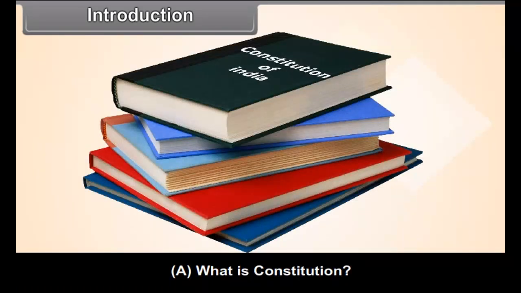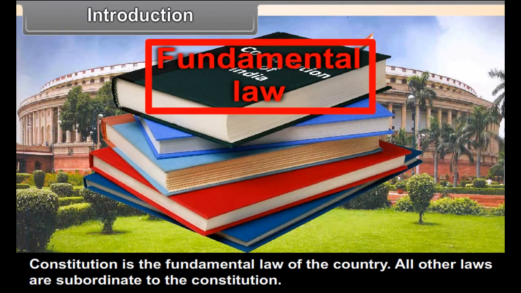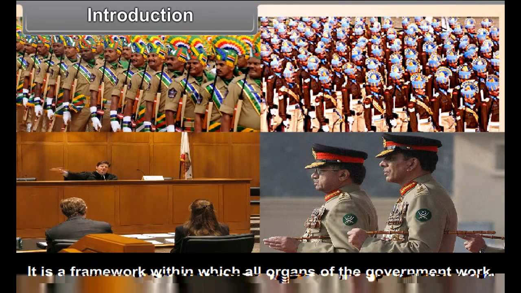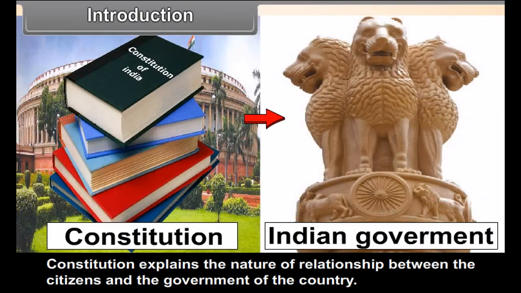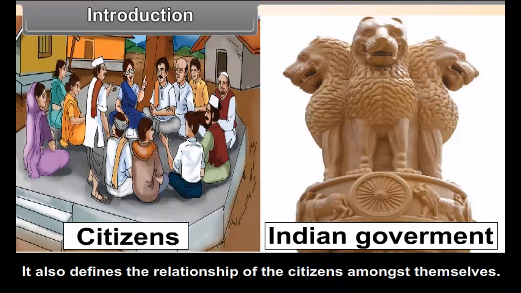A. What is Constitution? Constitution is the fundamental law of the country. All other laws are subordinate to the Constitution. Constitution is an instrument which helps in the working of government. It is a framework within which all organs of the government work. Constitution defines the nature of relationship between the citizens and the government of the country. It also defines the relationship of the citizens amongst themselves.